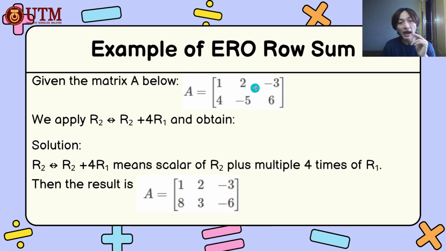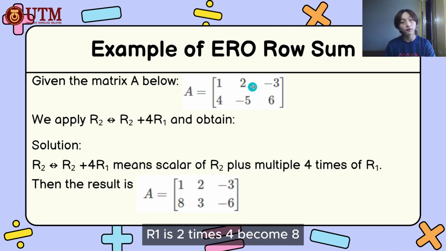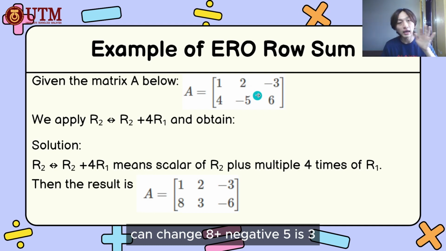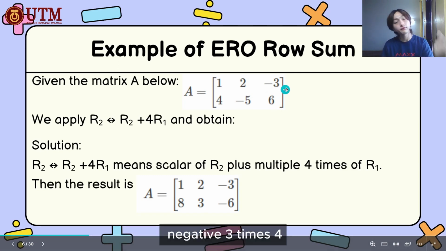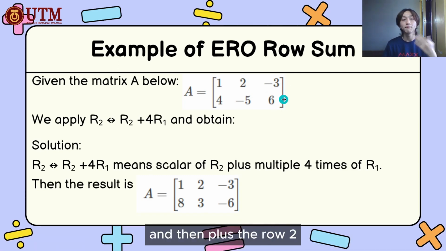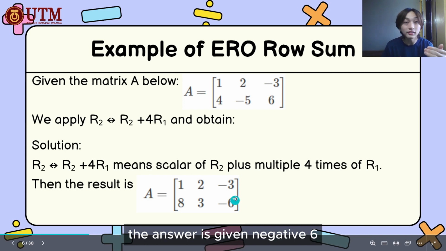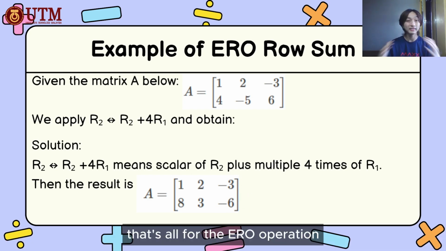We know that R1 is 2 times 4, which becomes 8. 8 plus R2, which is negative 5, so 8 plus negative 5 is 3. And the last column is also the same. Negative 3 times 4 and then plus row 2. The answer is given, negative 6. That's all for the ERO operation.